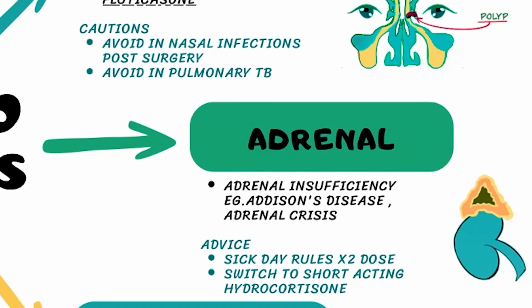And sick day rules where patients with fever or infection requiring antibiotics, in which case the daily dose of glucocorticoid should be doubled. And during intercurrent illness, if a patient with adrenal insufficiency is on long-term hydrocortisone, it should be switched to a short-acting due to the quicker absorption rate.